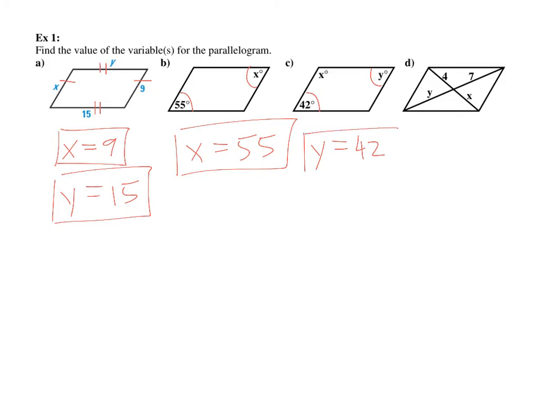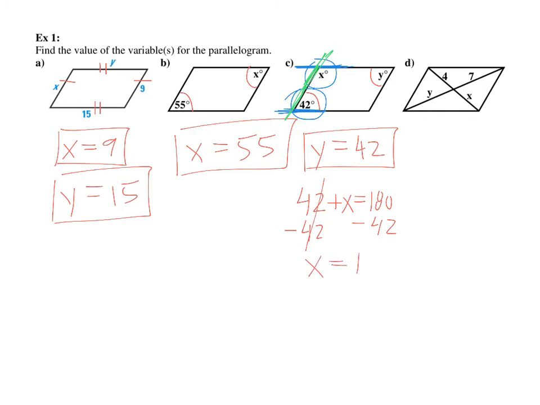How do I figure out X, though? Well, I know that these angles are supplementary. They're consecutive angles. So just go back to chapter 3. Here are my parallel lines. This is my transversal. So 42 plus X is equal to 180. Subtract 42, and X is equal to 138.